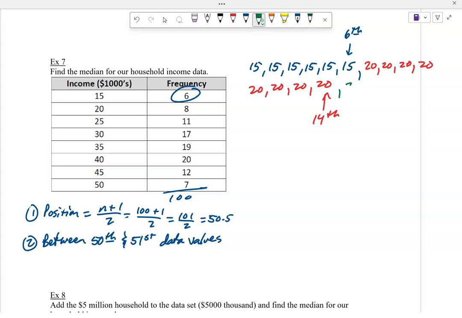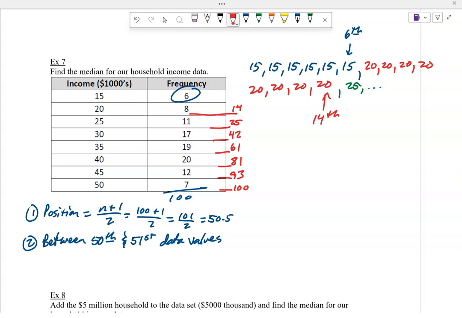And then I'm going to 25s. If I add these up, 6 plus 8, my last 20 is 14. 14 plus 11 gives me 25. My last 25 is in the 25th position. 25 plus 17, 42. My last 30 will be in the 42nd position. 42 plus 19, 61. 61 plus 20, 81. 81 plus 12, 93. 93 plus 7, 100. So my last number will be a 50, of course.